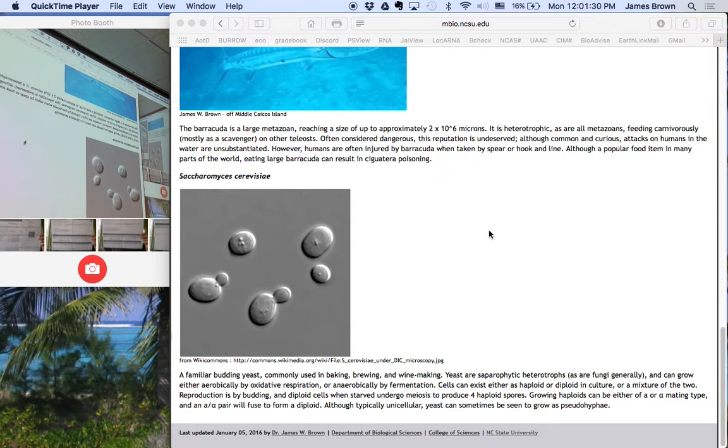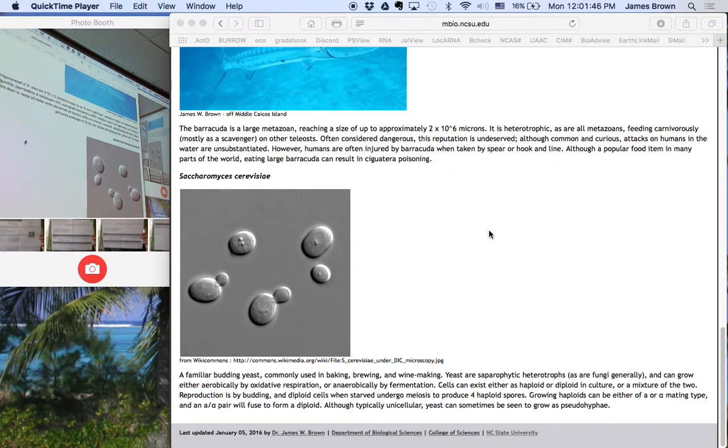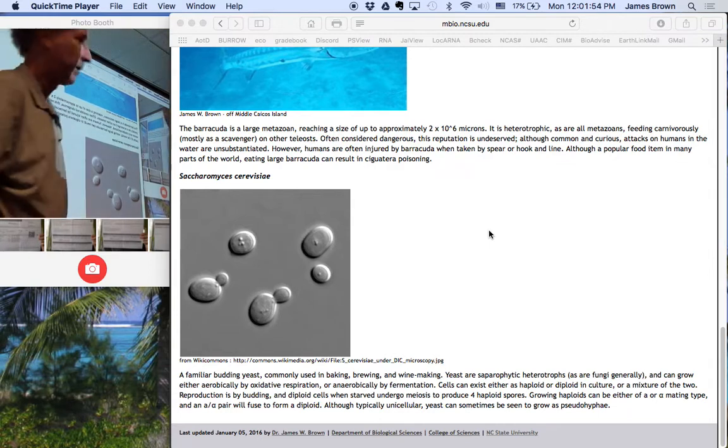Oftentimes, those two different phases are morphologically distinct, and so you see a culture with both haploid and diploid mixed together. Sometimes they can be strikingly different, where the diploid is a fungus and the haploid is a yeast. Even Saccharomyces, by the way, can grow in almost filamentous form. It forms what are called pseudohyphae, where they form long chains that look a lot like hyphae. And here's the bugs.